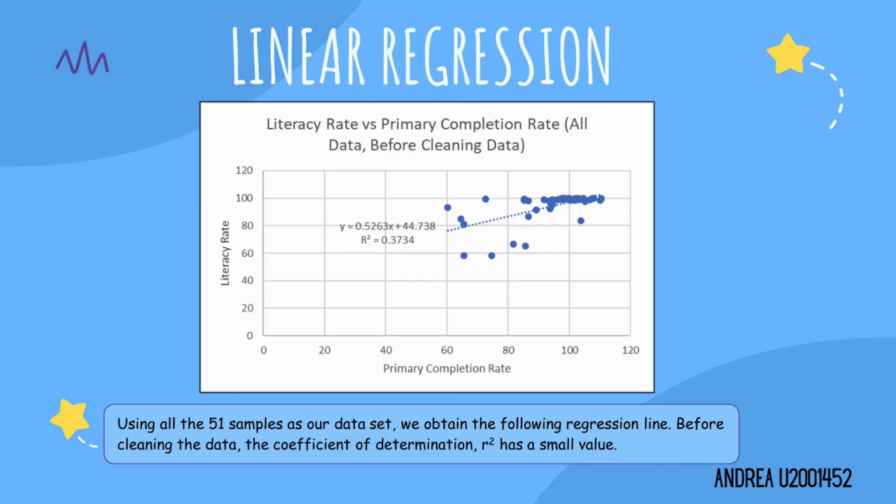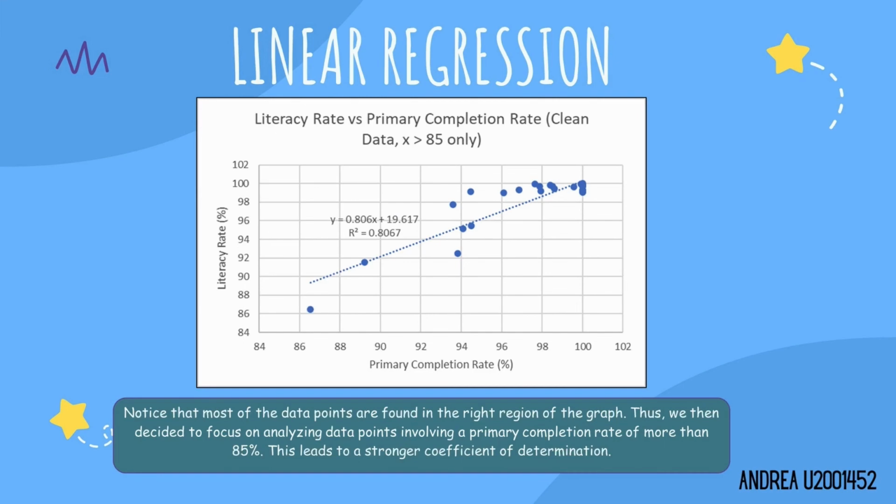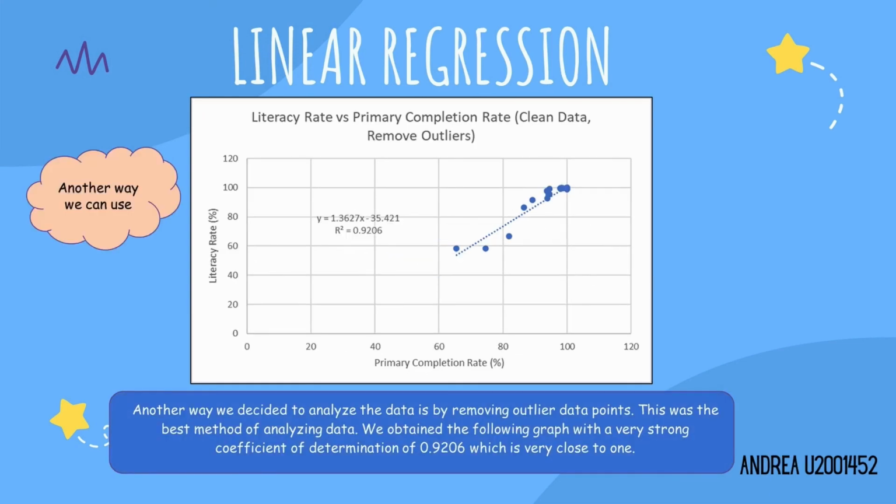Using the raw data from that sample, we obtain this regression line with a relatively small coefficient of determination of 0.3734. Some x values are more than 100, which is unreasonable, so we cleaned the data by replacing those values with 100 and obtained this regression line. We then decided to focus on the upper right region of the graph, where most of the data points lie. Taking only data points for x greater than 85, we obtain this regression line. Lastly, after further analysis, we found that the best way to analyze our two variables is by removing some outlier points, giving this graph with a relatively larger r-square value.